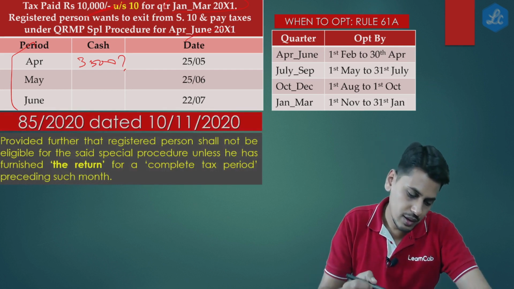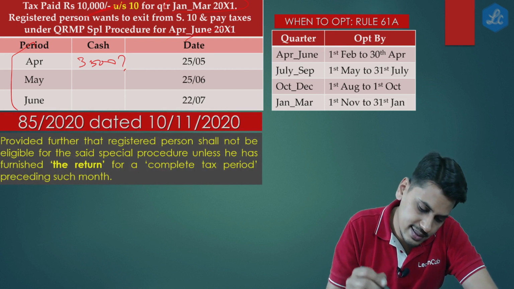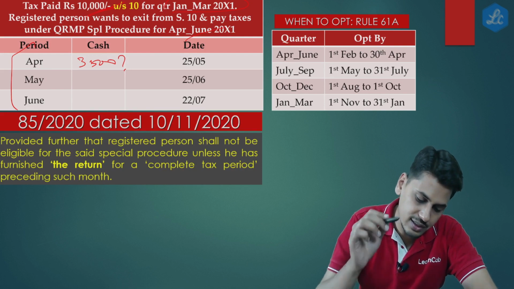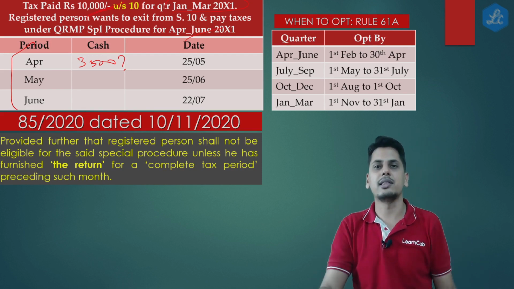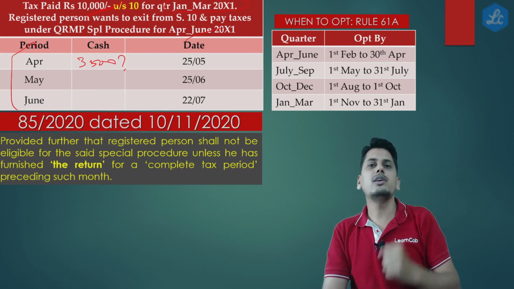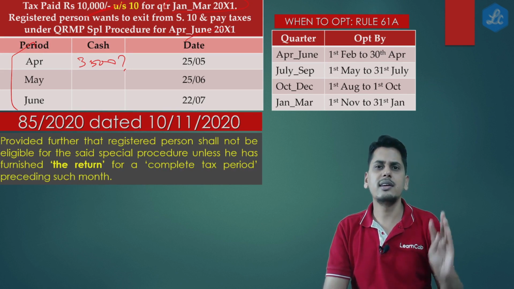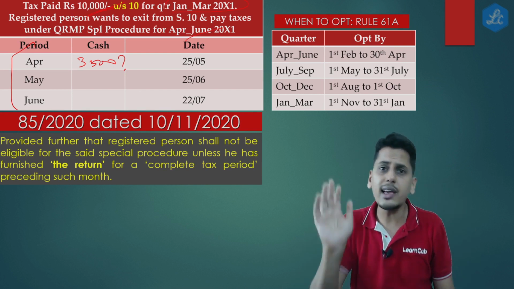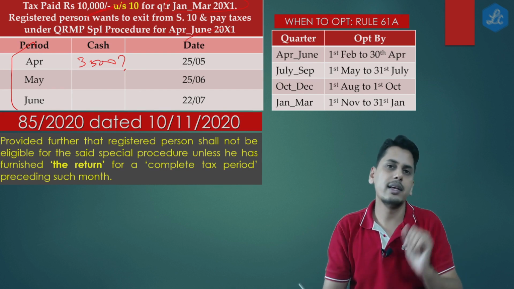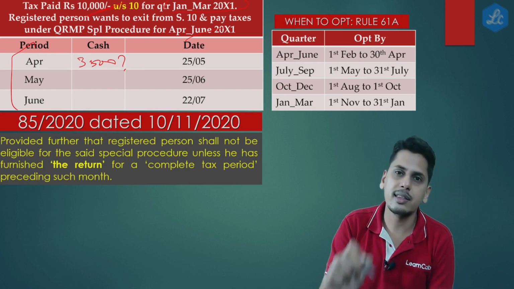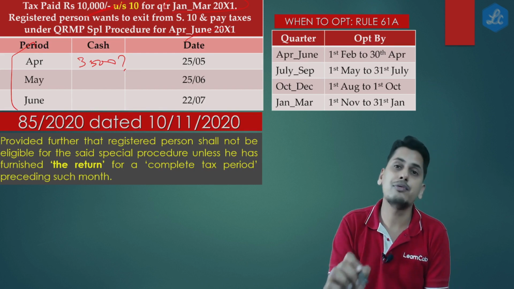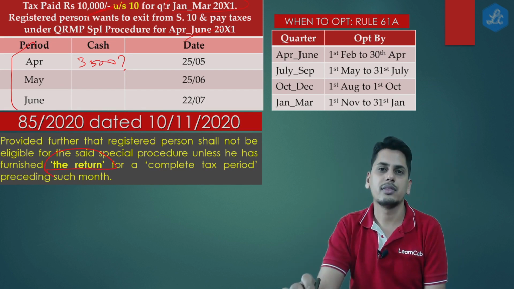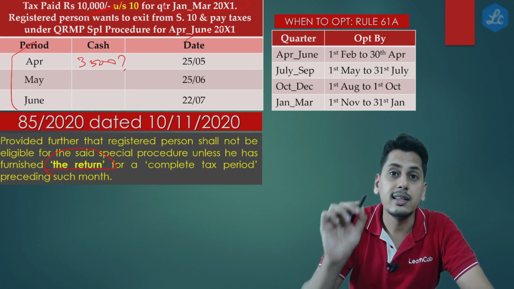The provision tells you, provided further that the registered person shall not be eligible for the said special procedure unless he has furnished the return for a complete tax period preceding such month. Now one may argue: it says the return of the preceding tax period should be filed, and I filed the return for the preceding tax period, so why are you not allowing me? Please read the wordings carefully. It says unless he has furnished the return.